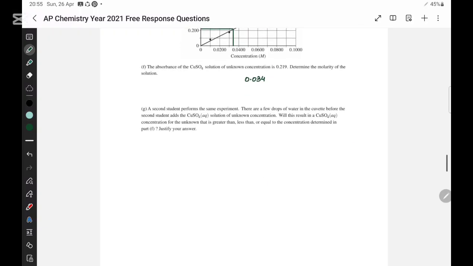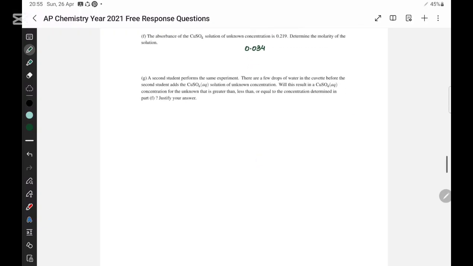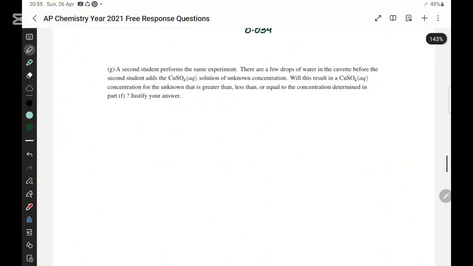A second student performed the same experiment. There are a few drops of water in the cuvette before the second student adds the copper sulfate solution of an unknown concentration. Will this result in a copper sulfate concentration for the unknown that is greater than, less than, or equal to the concentration determined in part F? So, of course, when there is water in the cuvette, the concentration will be less than determined in part F, because the additional water will decrease the concentration of copper sulfate in the cuvette. Therefore, it would decrease the absorbance. So, how am I going to write it?